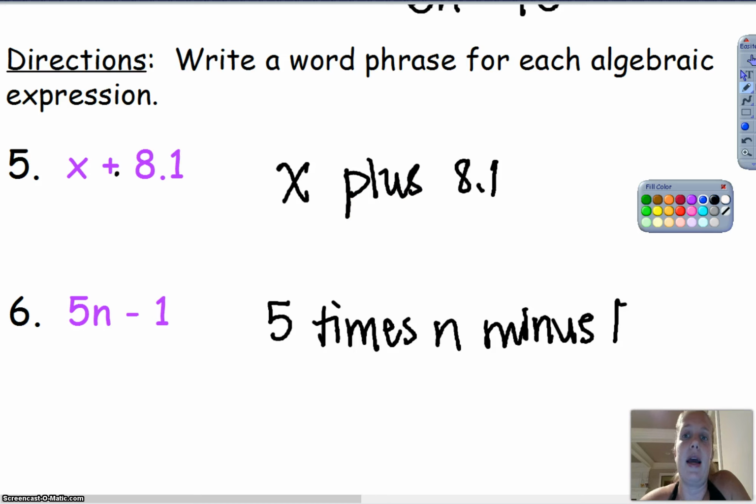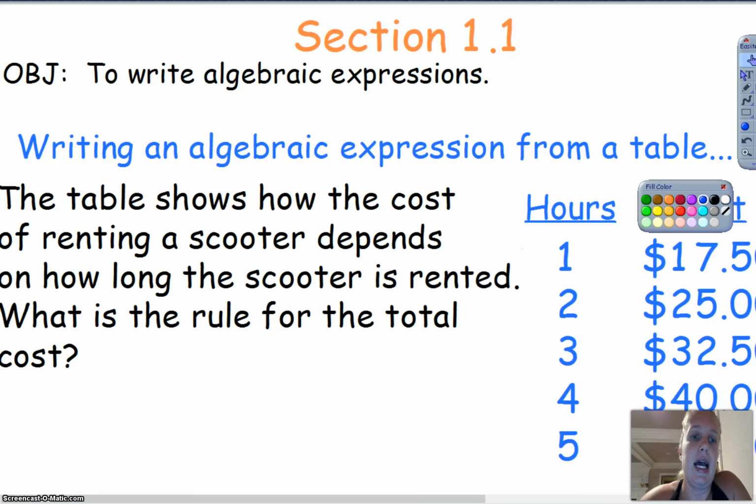All right, we have one more type of example, and then we are done with this video. The last problem. Please write down the blue here. It says writing an algebraic expression from a table. And I want you to write the blue of the table as well. I'm going to slide the screen over so you can see it. Let's just read the words over here in black first.